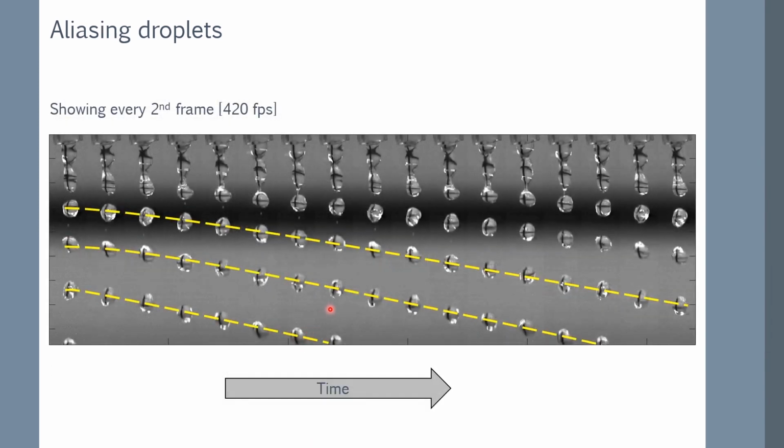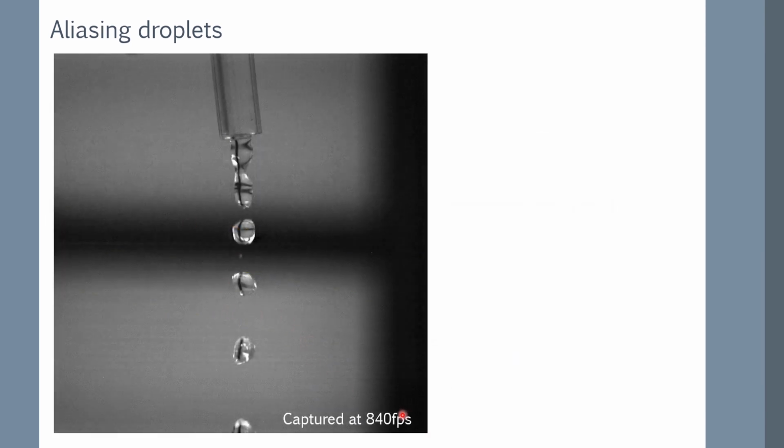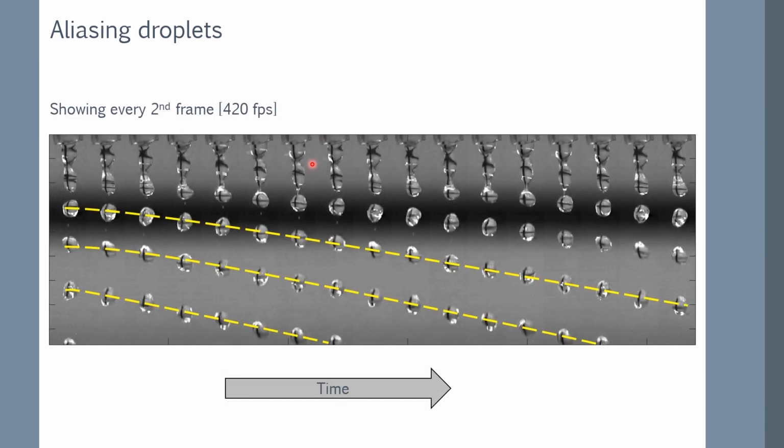So what I'm going to try to explain in a more qualitative manner is what happens when you start skipping frames of this high-speed footage. We captured this video at 840 frames per second with a Phantom high-speed camera, which I'm quite grateful for because it's not like every time you get access to a nice high-speed camera.